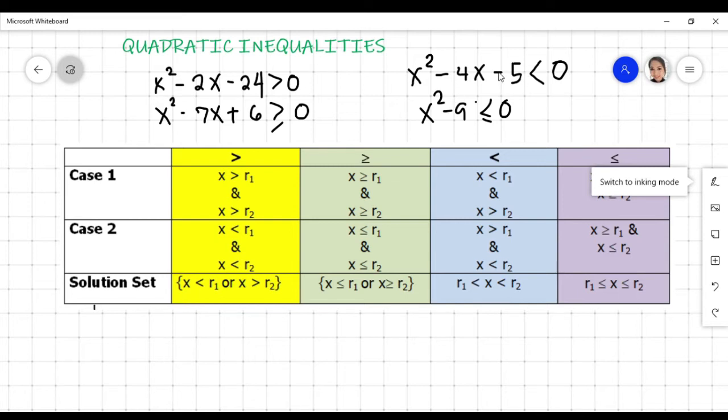Now, to solve these inequalities, we follow two cases. So this is for the cases for greater than, and we have case 1, case 2, and the solution set. For greater than or equal to, these are our cases and the solution set. For less than, these are our cases as well as the solution set, and at the same time with less than or equal to. Now you will understand these cases eventually if we have an example, because we will be applying these cases to our example.